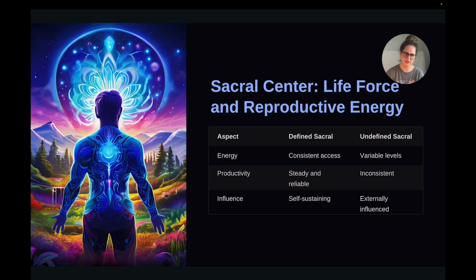An undefined sacral is going to have variable levels. So they may go through ebbs and flows of energy throughout the day or throughout a lunar cycle.